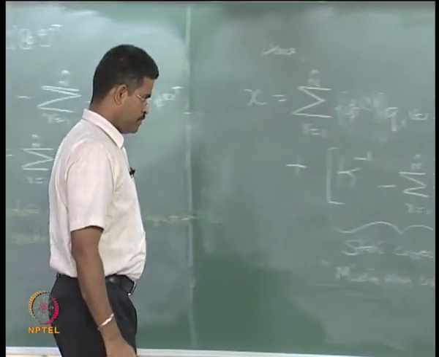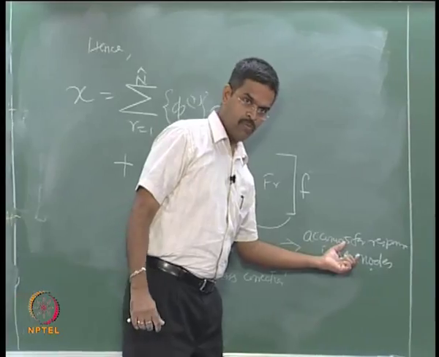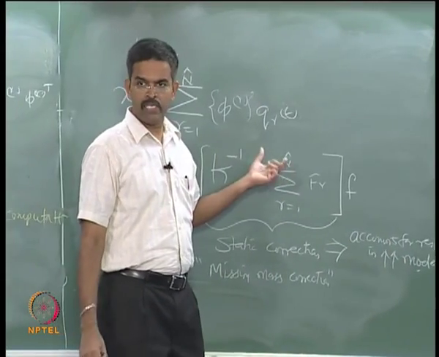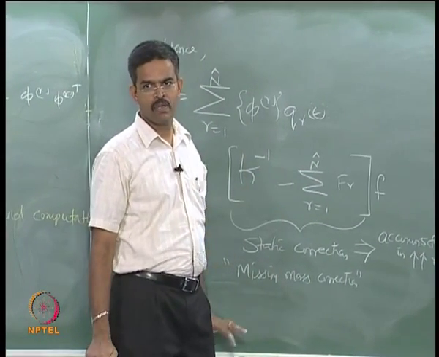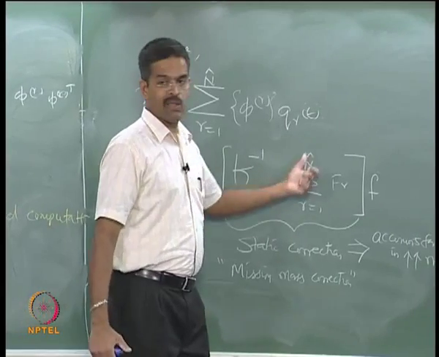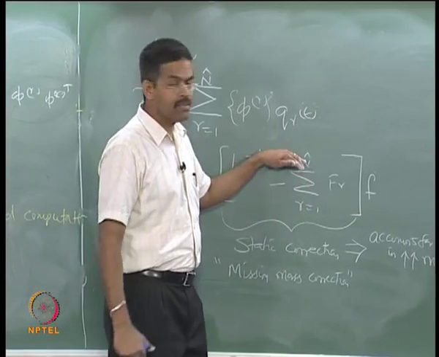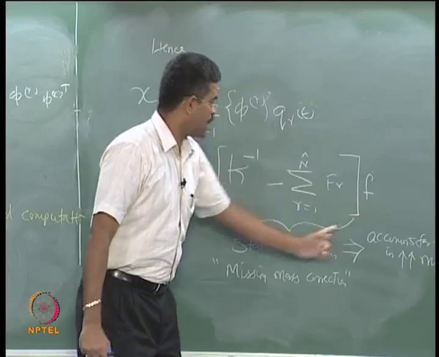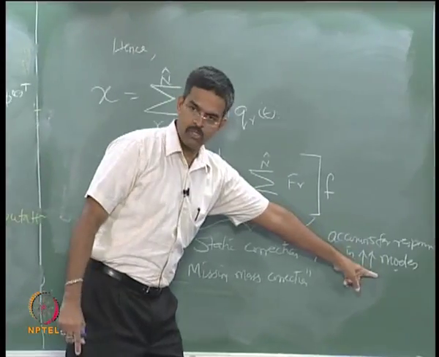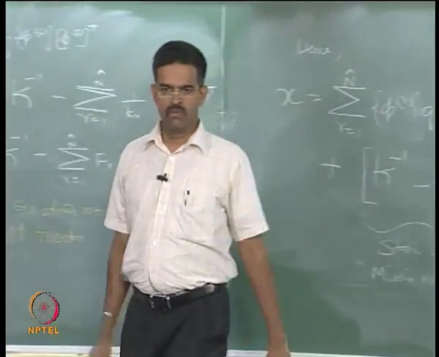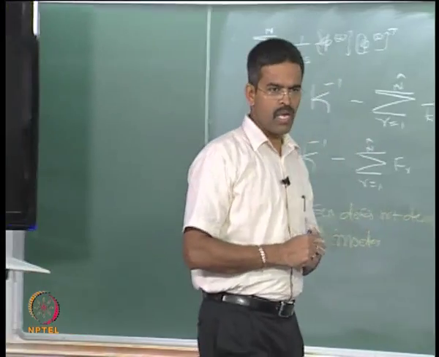Interestingly, this only takes care of from the lower modes. That is the beauty of this whole experiment. I am not touching on the higher modes at all. I am truncating at n hat, but still I am making a correction which accounts for higher modes. That is the beauty of the whole exercise. Okay. I can stop at n hat.